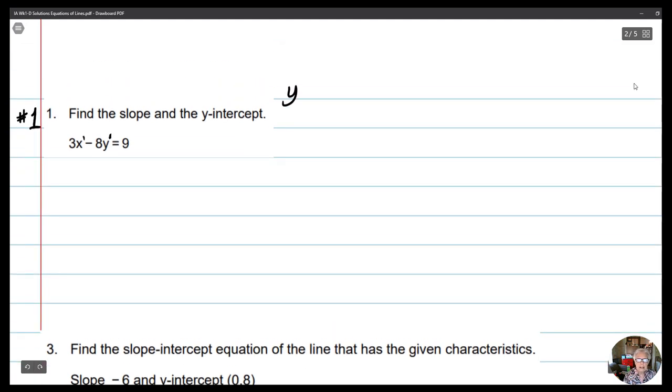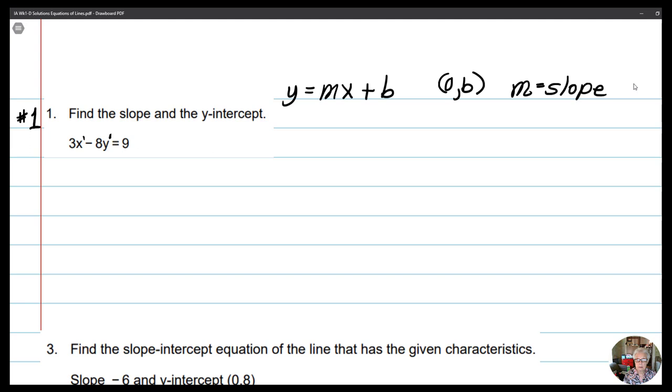It's y equals mx plus b, where b is the y-intercept, and it's the y-coordinate of the y-intercept, actually. m is the slope. So we're going to solve for y. 3x plus negative 8y equals 9. It's just easier to do it that way.